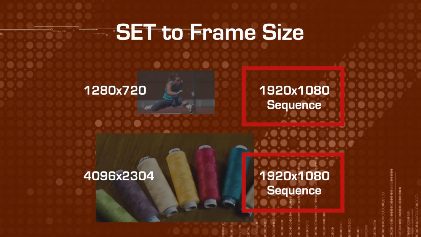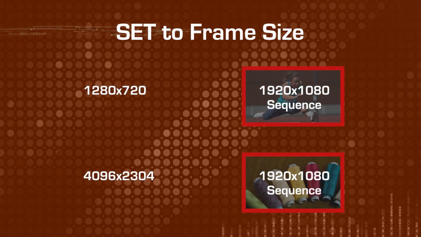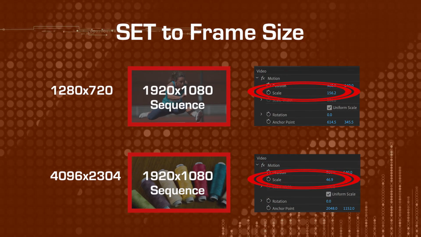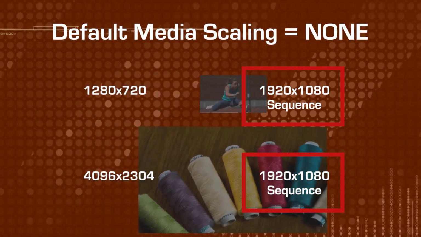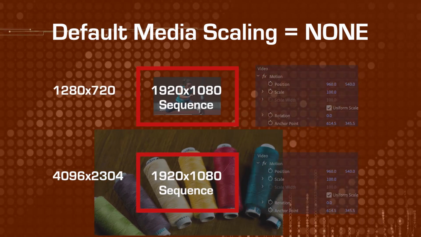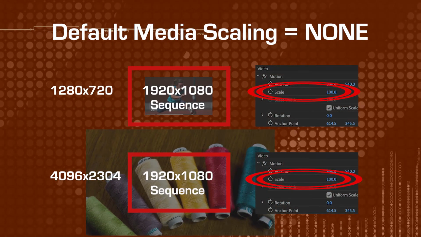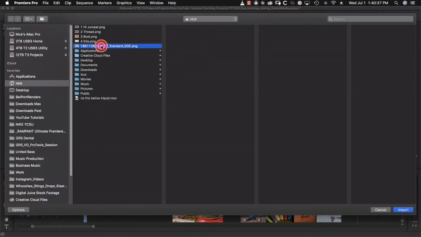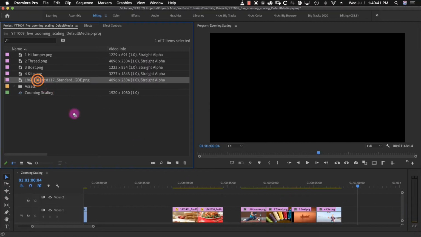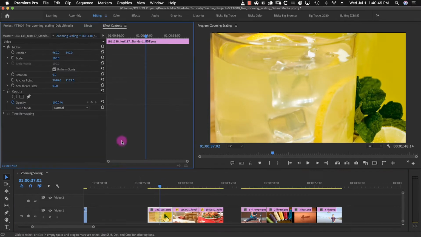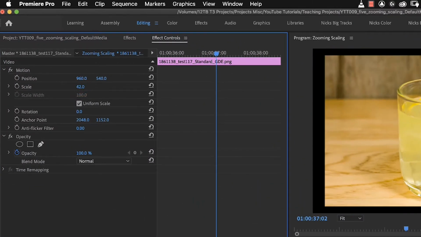So if you want to keep your photos and video at the highest resolution, you will want your preference on either none or set to frame size. If you set the preference to none, then any imported video or photo when placed on the timeline will be at 100% scaling, and it will visually reflect that. So when I import the lemonade photo now, you can see we are zoomed way in because Premiere Pro did not set or scale the frame size.